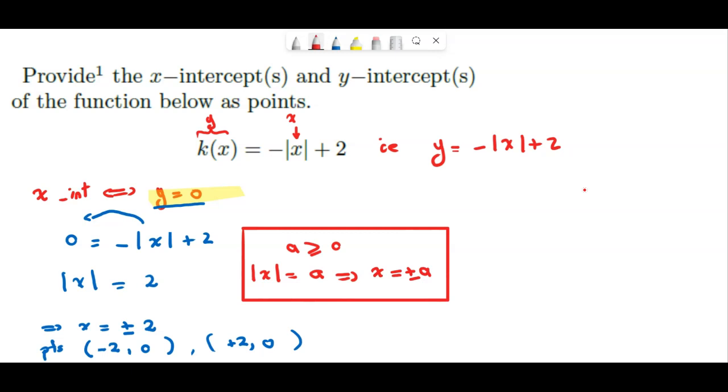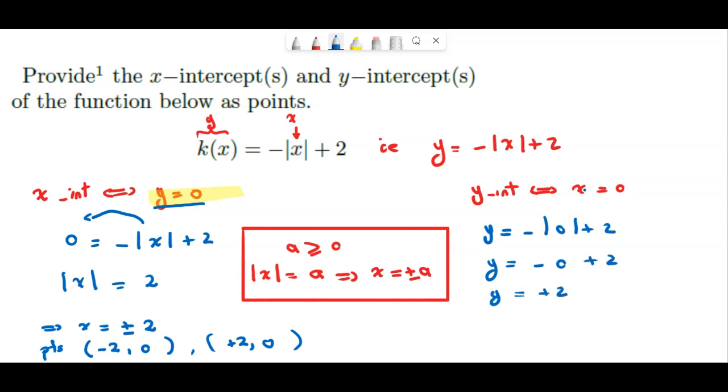Now, for the y-intercept, we're going to do something very similar. The definition of the y-intercept: if I have the y-intercept here, this is equivalent to saying that the x will be equal to 0. So I'm going to go back to the equation, y equals, instead of x, I plug in 0, so minus absolute value of 0 plus 2. The absolute value of 0 is 0, so minus 0 plus 2. And finally, I end up with y equals positive 2.